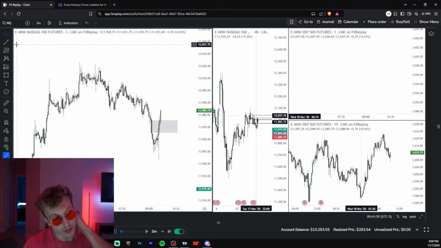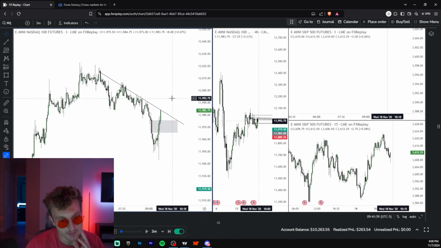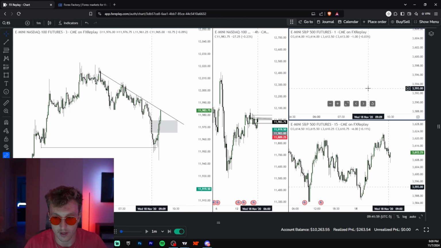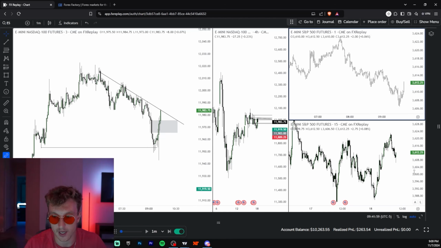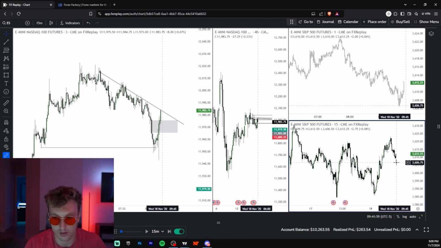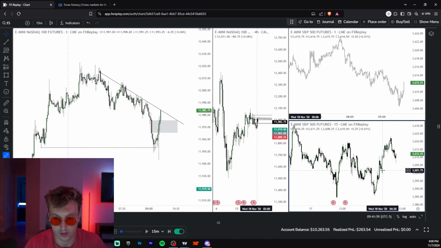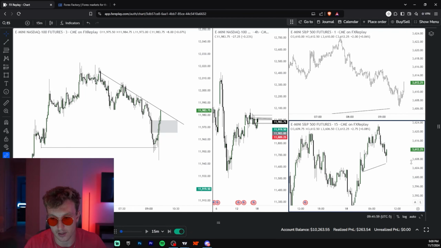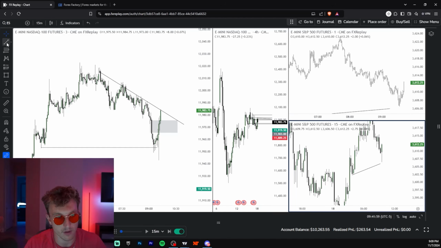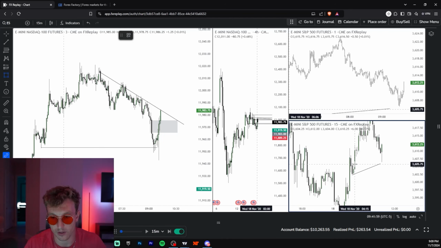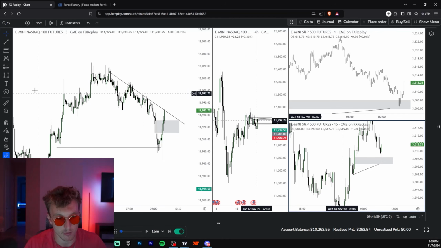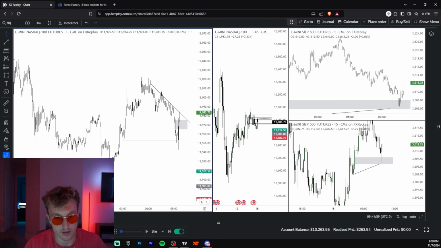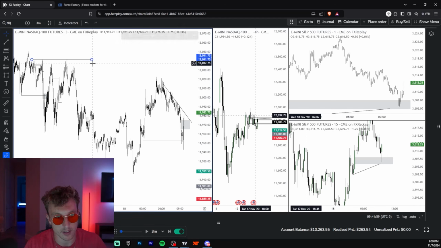Okay, I really like this one. This is light bulb to me, and I'll tell you why. I really like this reaction here. There's probably an SMT, if I had to guess. Yeah, there's an SMT here. ES didn't hit its low. We're delivering out of a bullish gap here on ES, and we're delivering out of a bullish gap here. So in my opinion, this is the third light bulb setup for me in the backtesting session.